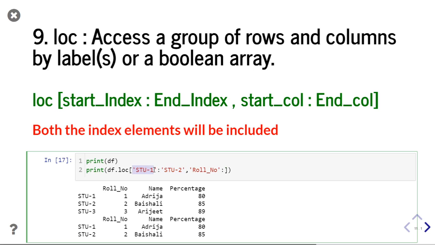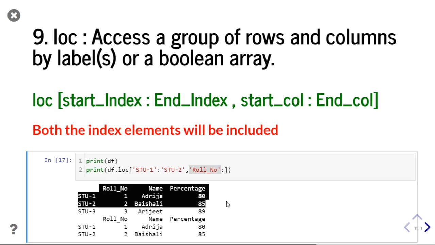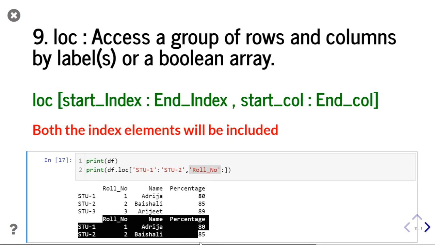Student 1 and student 2, both the rows will be included. So we are providing student 1 up to student 2. So both the rows and all columns starting from roll number up to end. So starting from roll number up to end. So these first two rows will be printed. You can see the output.